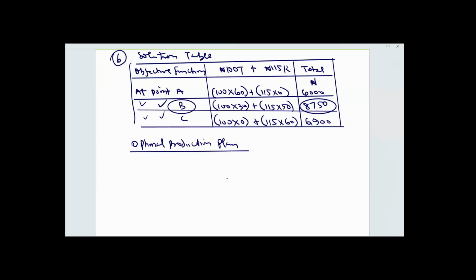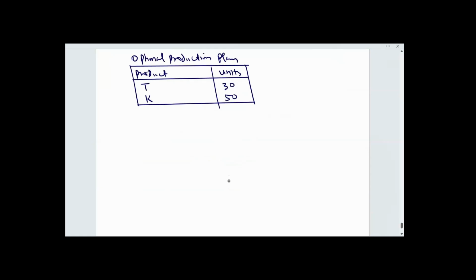So the company should produce 30 units of Toro and then 50 units of Kobo in order to maximize total weekly contribution of 8,750. That's that. You can just put it in words.